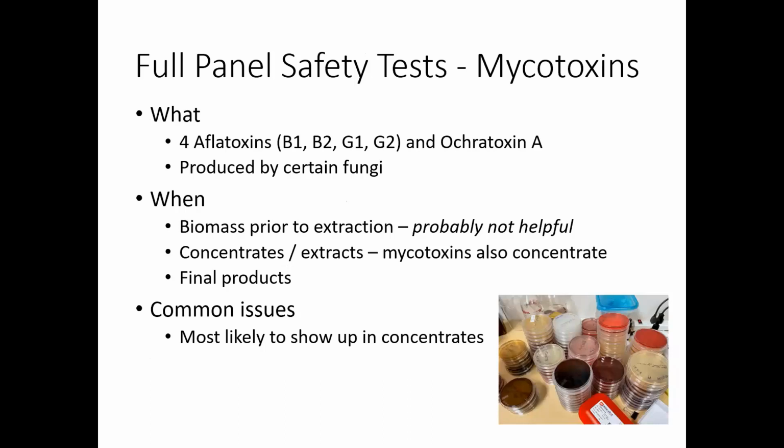Mycotoxins are kind of similar to pesticides in the problems that you face. These 4 aflatoxins and the ochratoxin A are the 5 you're going to see pretty much in any state and anywhere. They are produced by certain fungi, so if you're not drying thoroughly, then you can definitely see problems with mycotoxins. With this one also, testing your biomass prior to extraction or concentrate is probably not that helpful. We're looking for such small numbers on the mycotoxins test that you're unlikely to see it, and we have seen cases where you don't see it in the biomass, and then when you concentrate it, they actually pop out. So I would probably start this one at the concentrates and extracts level, and then certainly confirmation for final products.